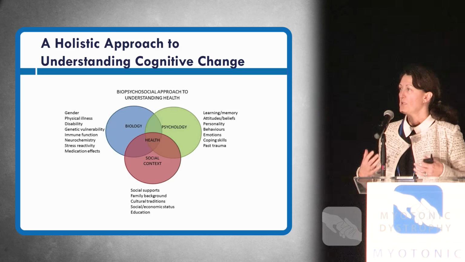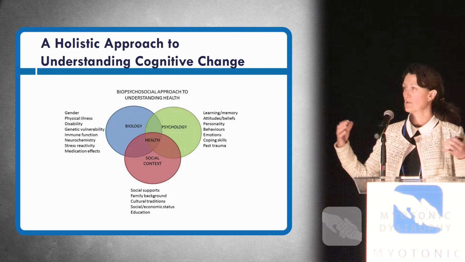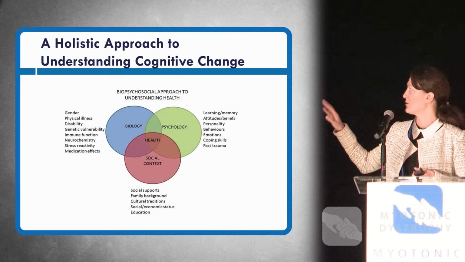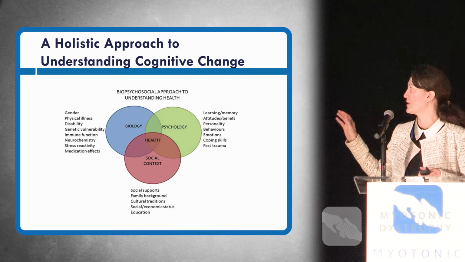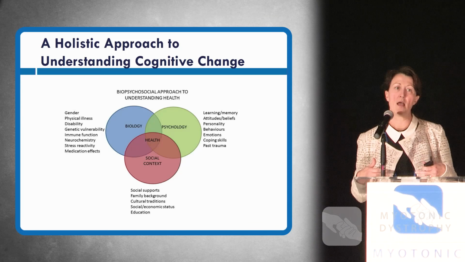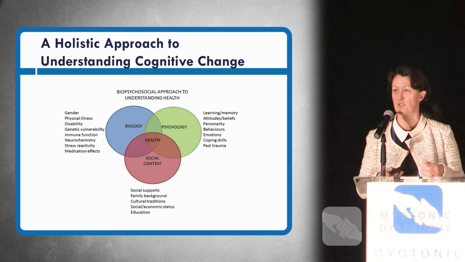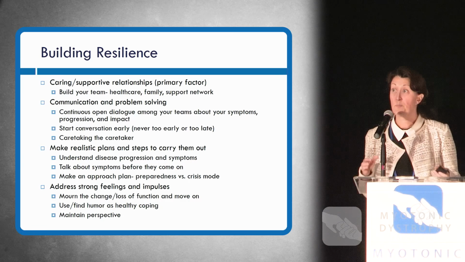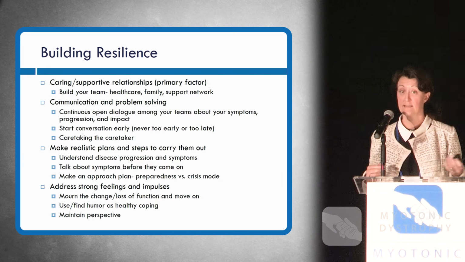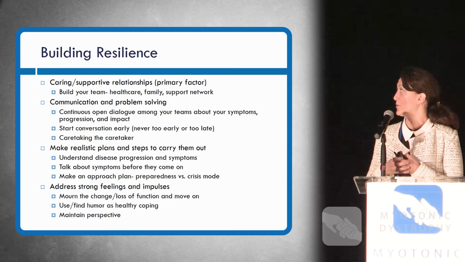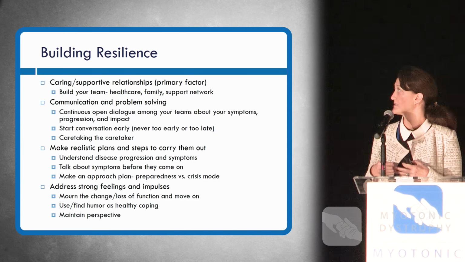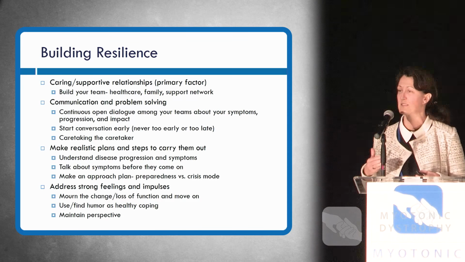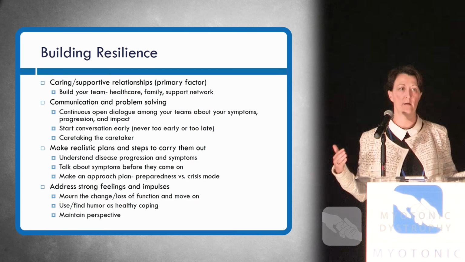So it's important to understand cognitive change in this holistic approach, which I've just described earlier. So the biological, the psychology, and the social context all contribute to your health, and they all contribute to those cognitive changes. And so what's important is building resilience. And Cynthia alluded to this. What's important is that you have caring and supportive relationships. That's a primary factor in building resilience.